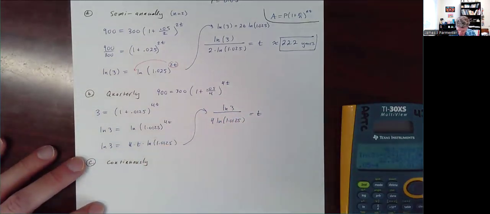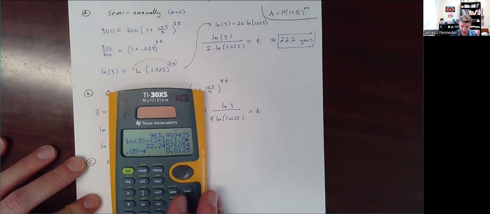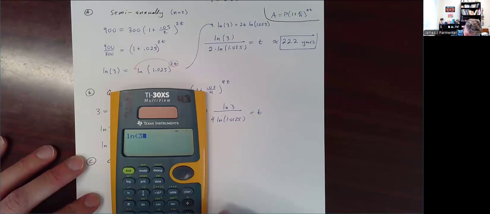Now, if you use a calculator, same kind of expression here. In fact, let's just write it again. It's pretty easy to calculate. That's going to be the natural log of 3 divided by 4 times the natural log of 1.0125. 22.1 years, so slightly less time. And again, that makes sense with my idea of what's happening here.